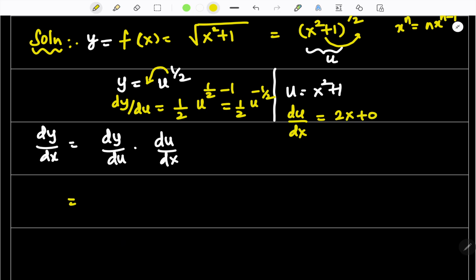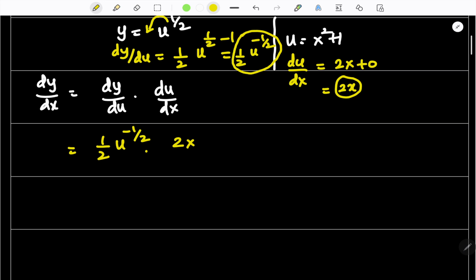dy divided by du. What is dy divided by du? This is dy divided by du, and this is du divided by what? dx. So dy divided by du is half u to the power of negative half. And du divided by dx is what? 2x. All the answers must be converted in terms of x because u is the variable you gave. You should remove the u.